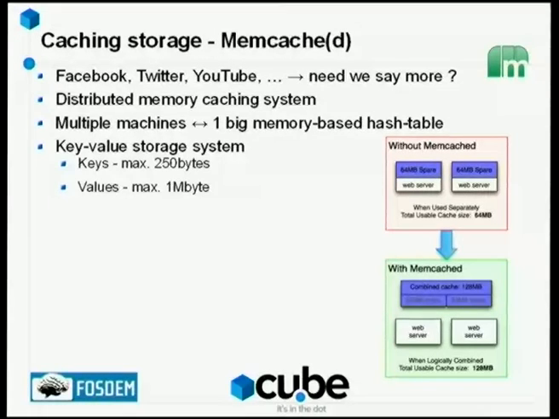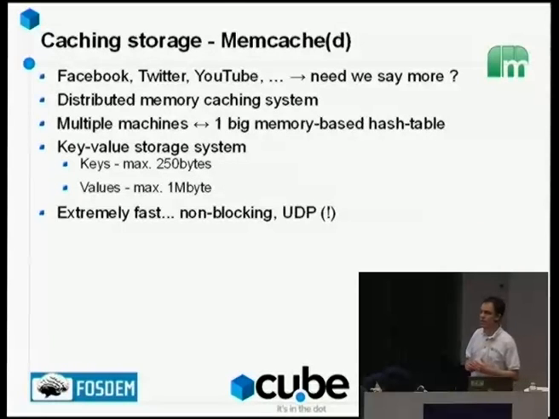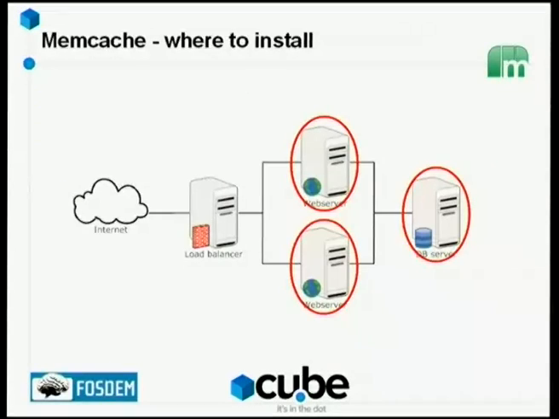It's a key value system where the keys can be up to 250 bytes and the value attached to the key can be up to 1 megabyte. And it is unbelievably fast. You can have thousands of connections per second to it. You can have thousands of requests per second. It is non-blocking, which means one connection doesn't block the next connection, like in many web servers, for example. And Facebook added UDP support, which makes it even faster.